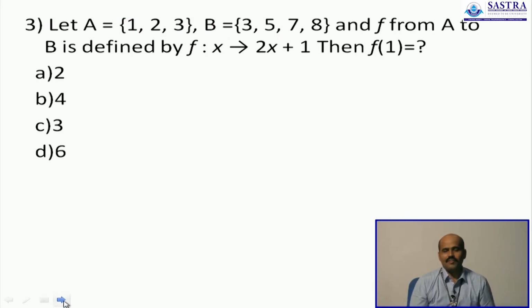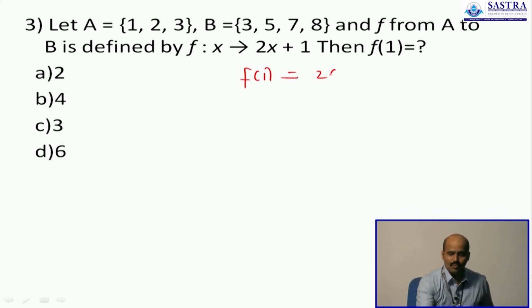And this is a fundamental question, an elementary question of a function. You have a set 1, 2, 3, you have a set 3, 5, 7, 8, and you're trying to find out what f of 1 is. Now f of 1 you don't have to worry about, you just have to find the number to which 1 is mapped to. So f of 1 will just be 2 times 1 plus 1, that's going to be 3. 3 is our option.